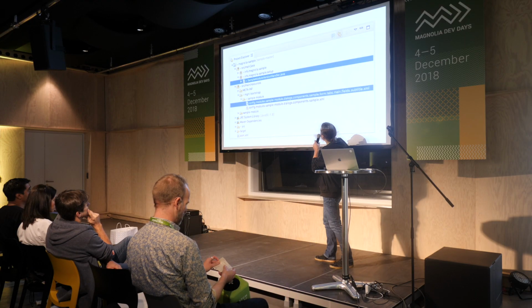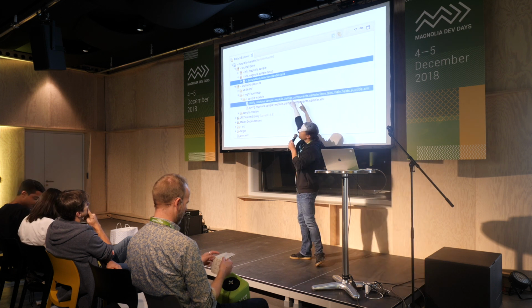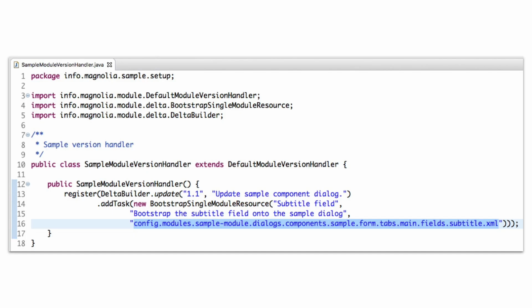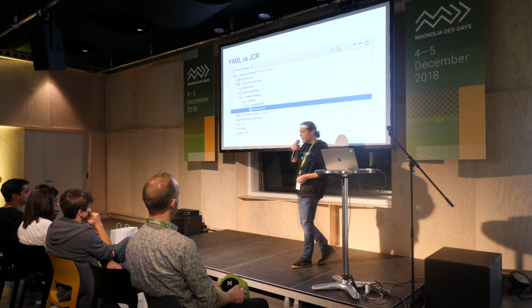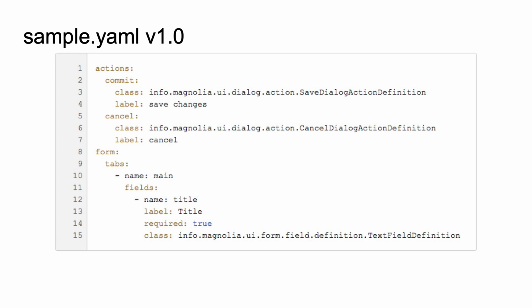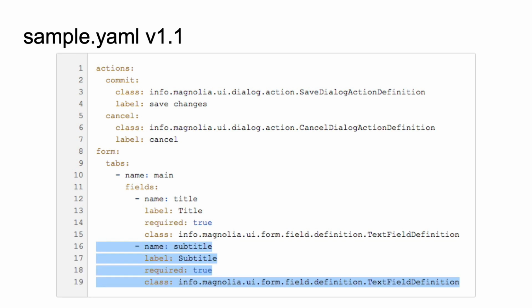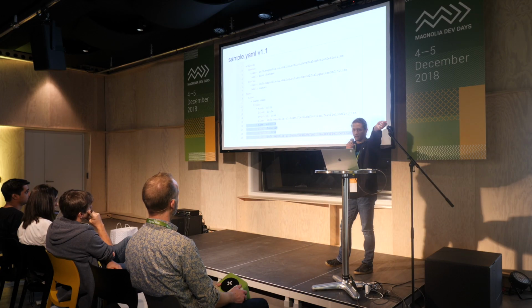So I have something that looks like this now. I have an XML from version 1.0, I have an XML from 1.1, and I have a version handler. What's that version handler doing? It's just simply saying, hey, if you're updating to 1.1, go ahead and bootstrap this file. Let's compare that to YAML. So let me do the same dialog in YAML and see what the effect was of that. So I have sample.yaml, here's version 1.0, here's version 1.1. I'm done. No version handlers, no bootstrap files, and also no unit testing of that version handler.